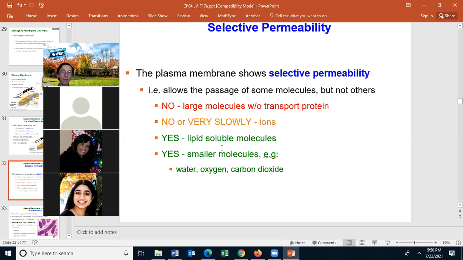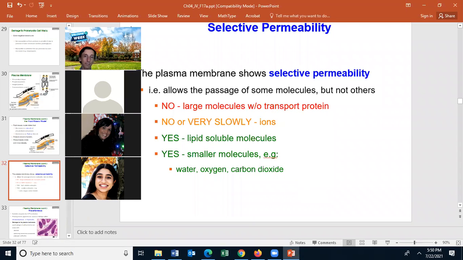Small molecules can pass the cell membrane. I'm not going to talk about water, but I will talk about oxygen. Oxygen and carbon dioxide can move through the cell membrane by diffusion. Oxygen will move into the cell, moving from areas of high concentration to areas of low concentration. And carbon dioxide will move out of the cells, moving from an area of high concentration to an area of low concentration. Any question about any of that?